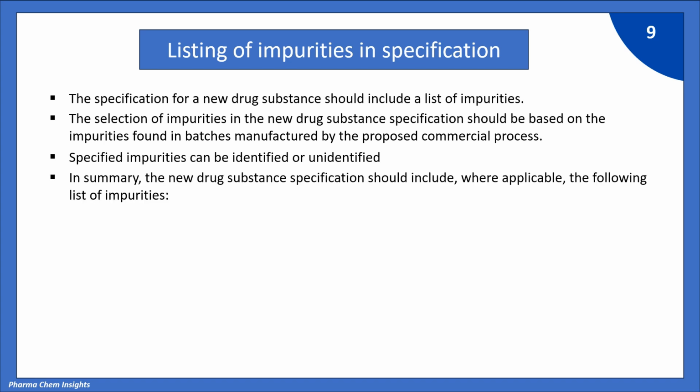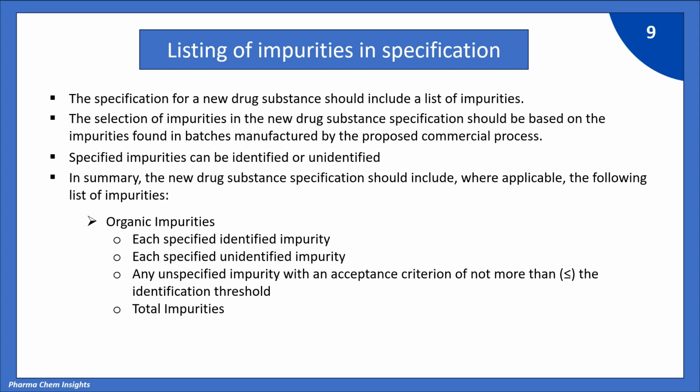In summary, the new drug substance specification should include, where applicable, the following list of impurities. For organic impurities, the list is: each specified identified impurity, each specified unidentified impurity, any unspecified impurity with an acceptance criterion of not more than the identification threshold, total impurities, inorganic impurities, and residual solvents.